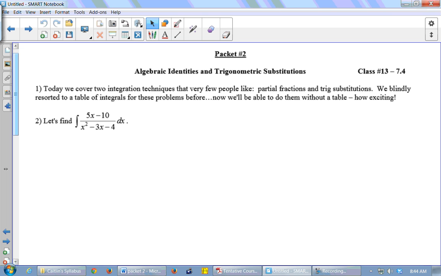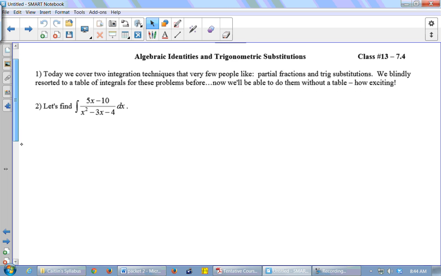Okay, so we're going to learn 2 new techniques for finding antiderivatives, finding integrals: algebraic identities or partial fractions, and trig substitutions. So these are techniques that very few people like. Prior to today, we blindly resorted to using a table of integrals for problems like these. But today we're going to be able to learn how to do them without a table. Yay!